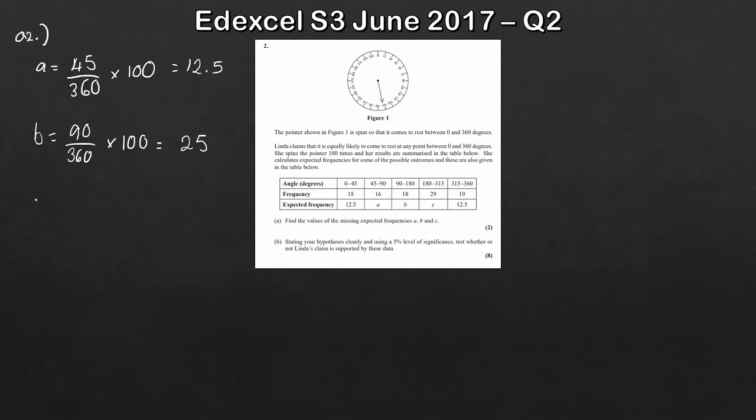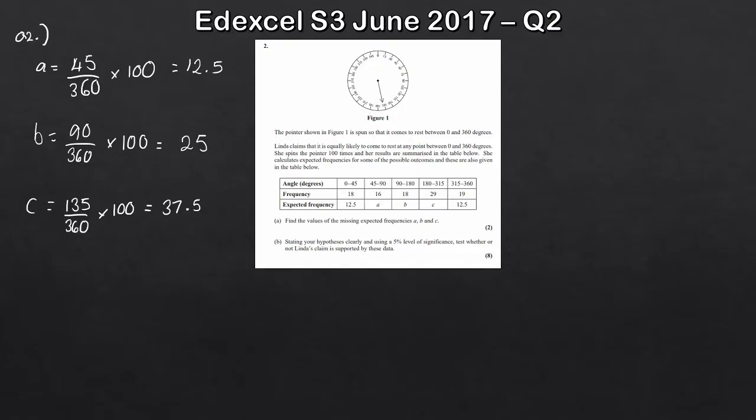And then finally, doing the same for C here. This time it's between 180 and 315, so you just need to subtract 180 from 315. Doing that, you'd get 135 possible out of 360. Times it by 100, so what do we get in total? We get 37.5 there. Okay, so those are my expected frequencies.